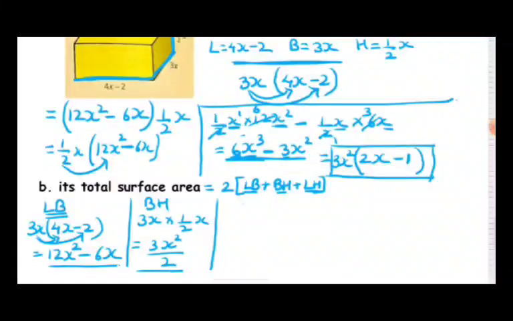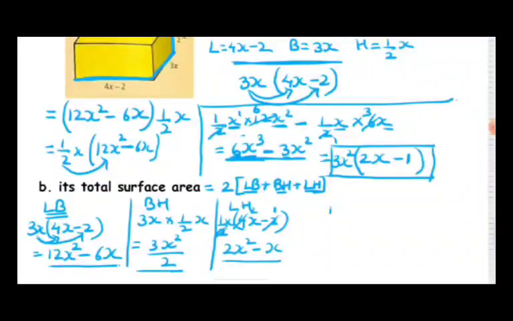Length into height. Length is 4x minus 2. This I will multiply by half x. So this 2, this 4 cancels, becomes 2x. This 2 again with this 2 becomes 1. So now 1x into 2x makes it 2x square minus x.